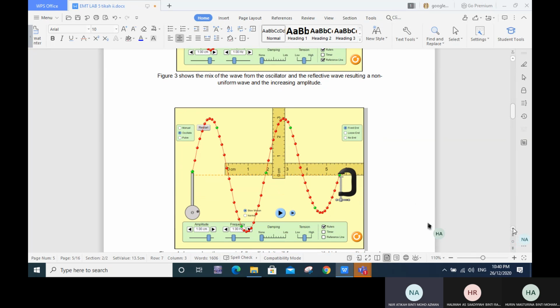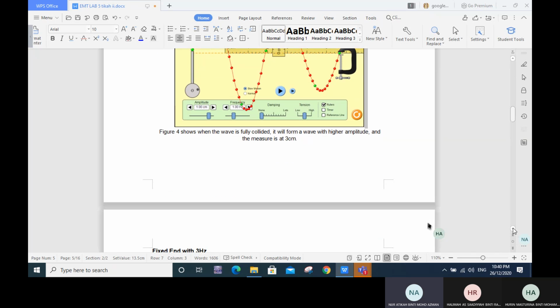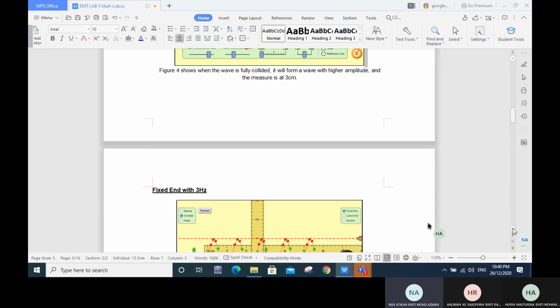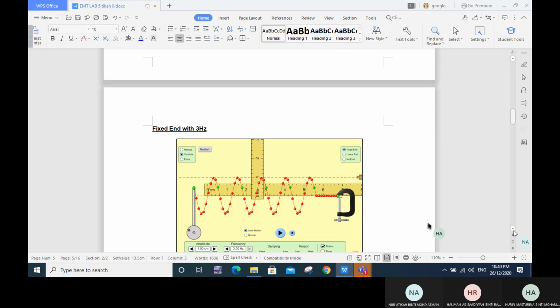Next, we change the frequency to 3 Hz, but we still use the fixed end. So what we observe here is when we change the frequency from 1 to 3 Hz, the result of the observation was measured, the length for one cycle is shorter compared to the previous setup, which is 1.22 centimeter.